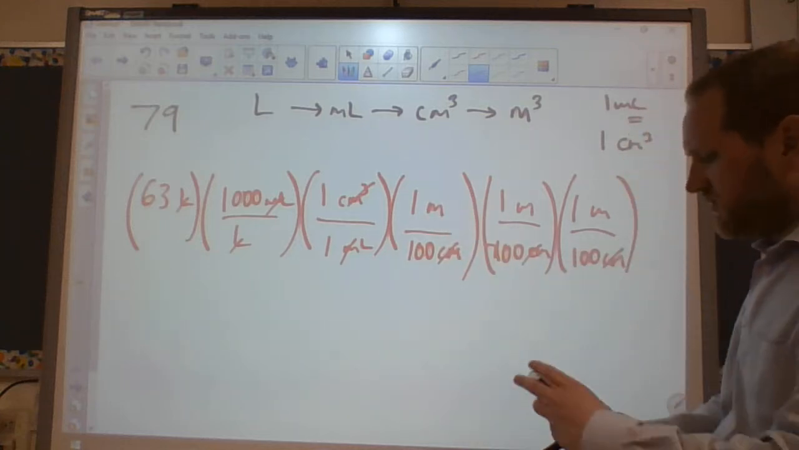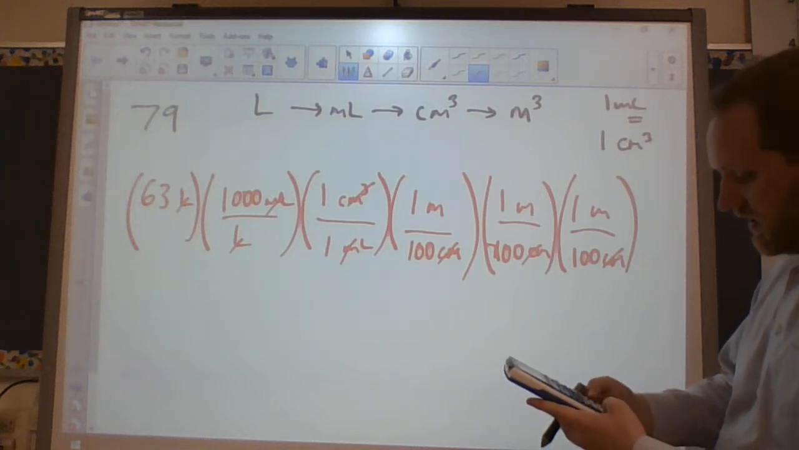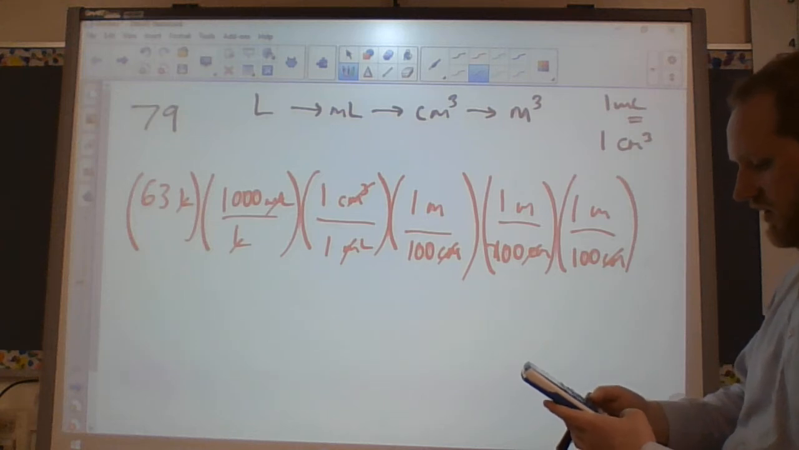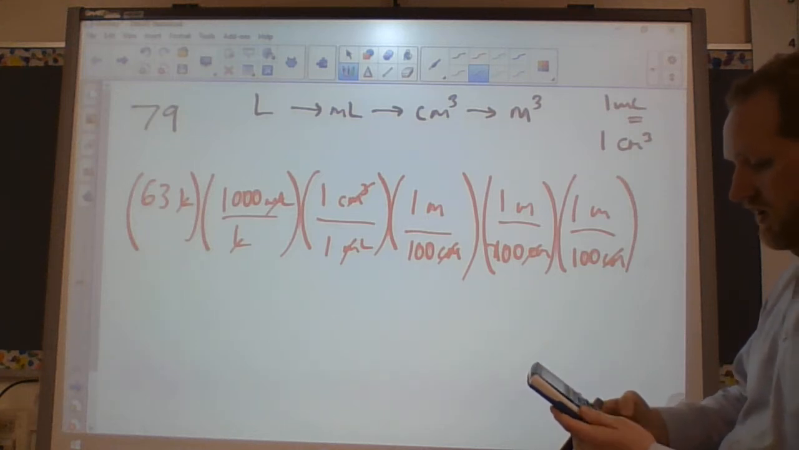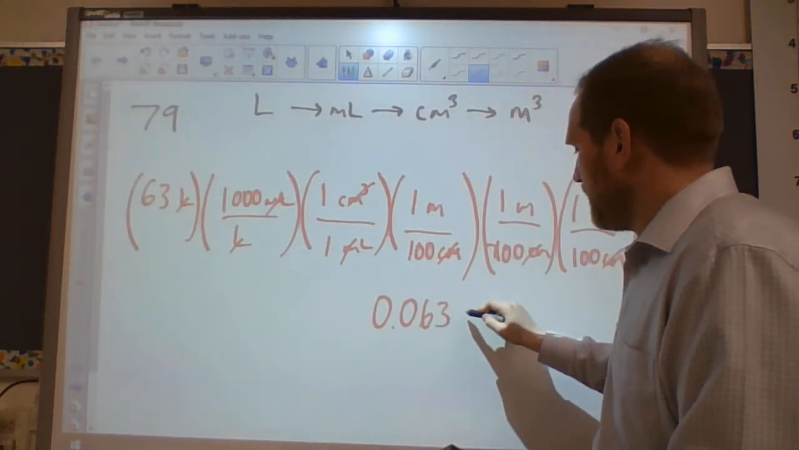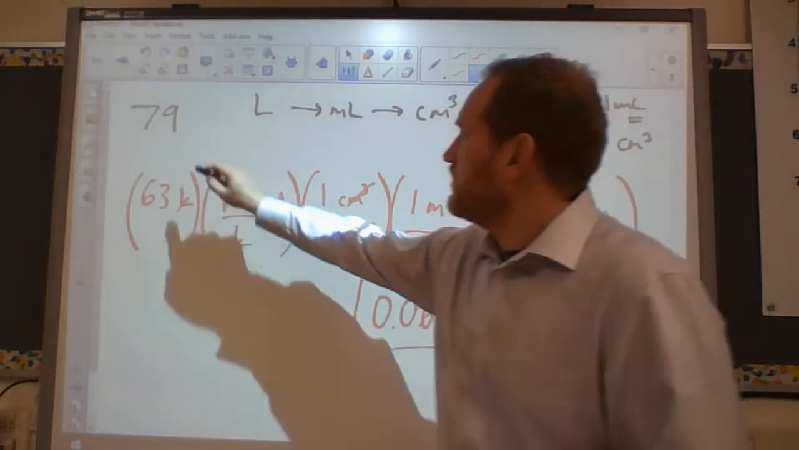We do the math on this. 63 times 1,000 divided by 100 cubed, 0.063 meters cubed. Okay. Number 80.